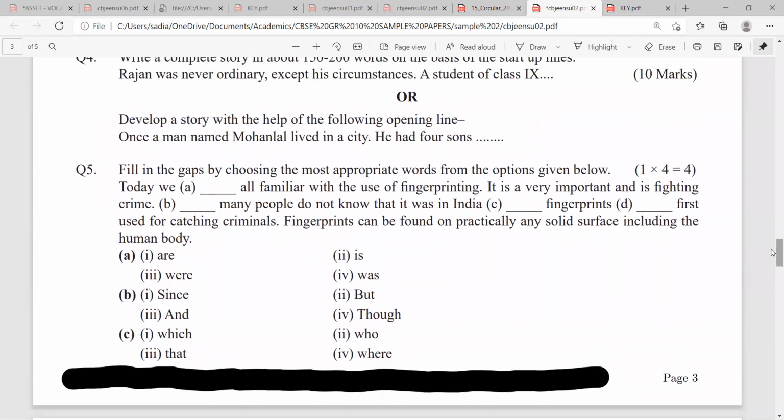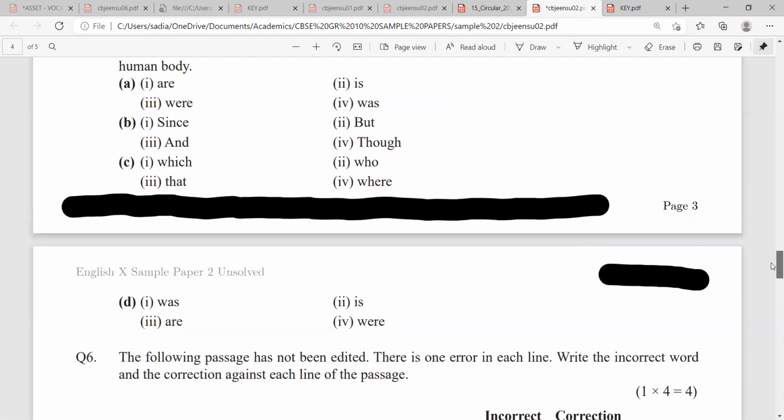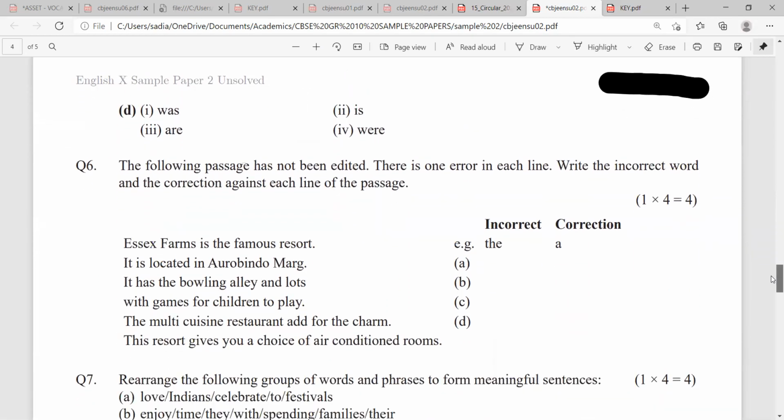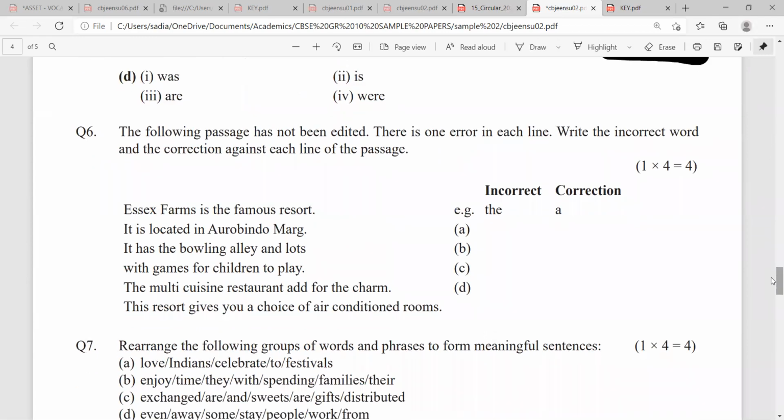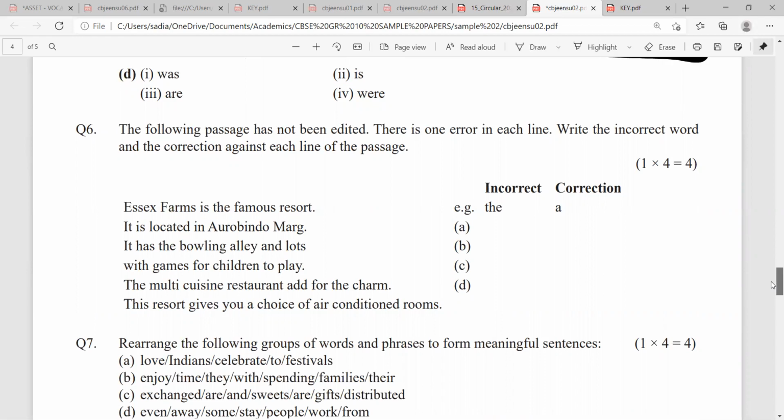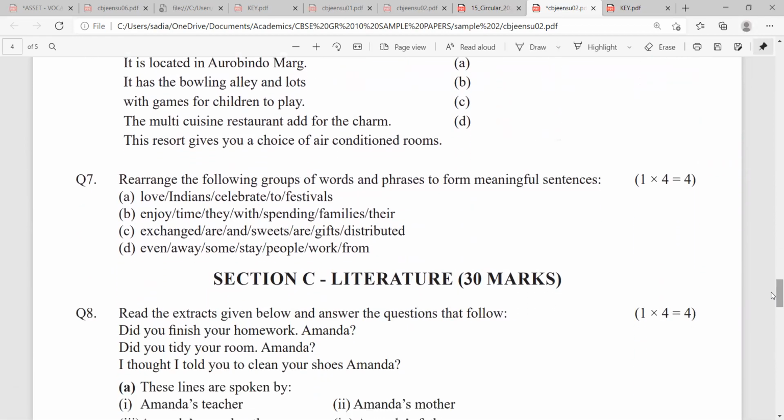Grammar again, you may practice. This is the previous olden type of editing, correction, incorrect and corrections. This will help you practice your language, but definitely in your examination, MCQ questions will be given. Even for rearranging, MCQ questions will be given.